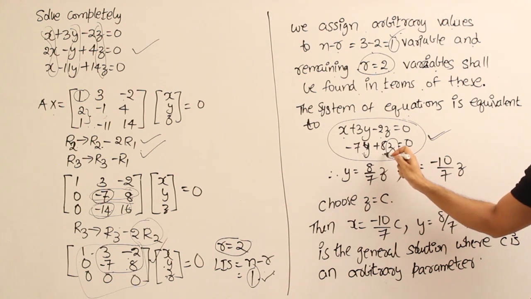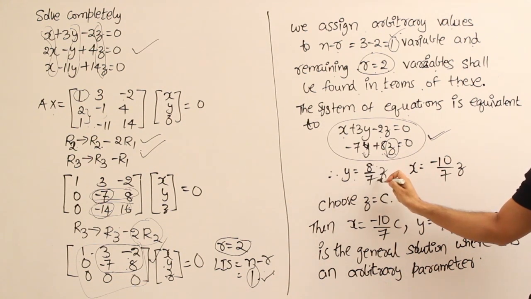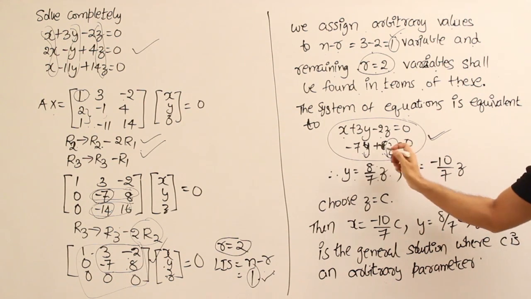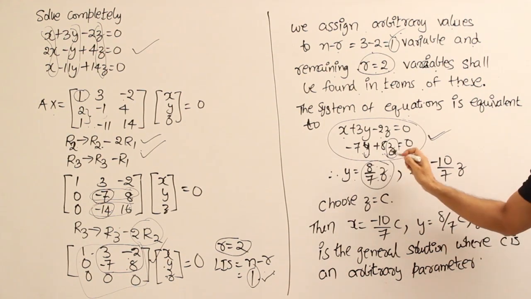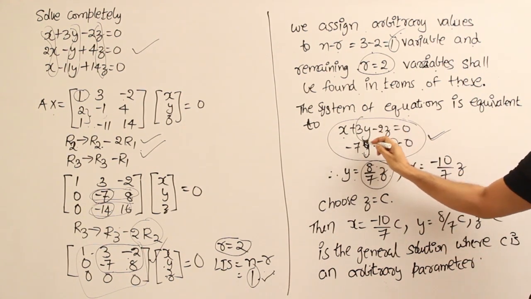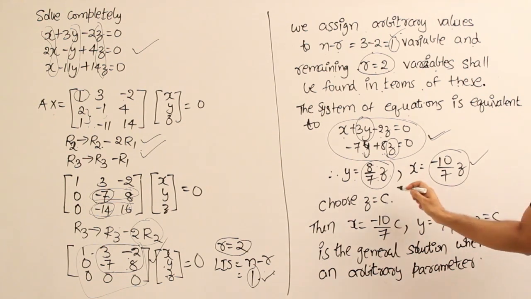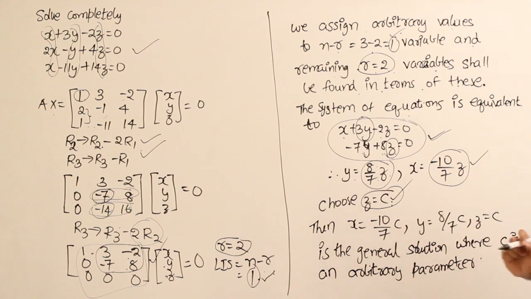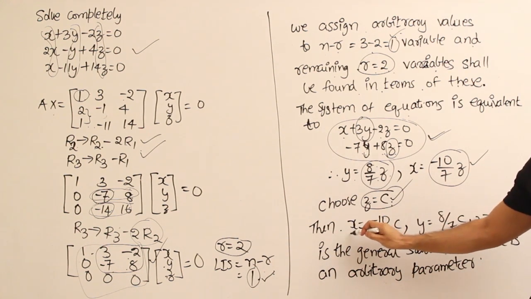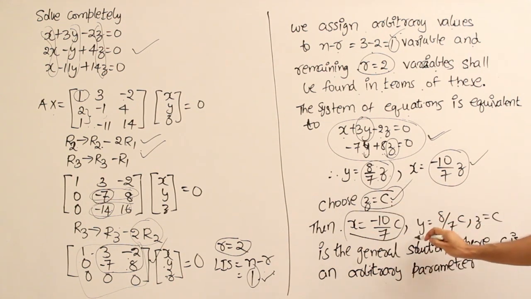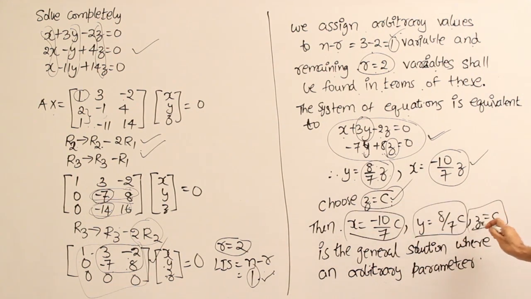So from this equation you can find out that y equals 8/7 z, right? And then you substitute this 8/7 z in place of y, then you are going to get x equals -10/7 z. And as I said, we are going to assign some arbitrary value c to z. Then what did we get? x equals -10c/7, y equals 8c/7, and z equals c is the general solution where c is an arbitrary parameter.